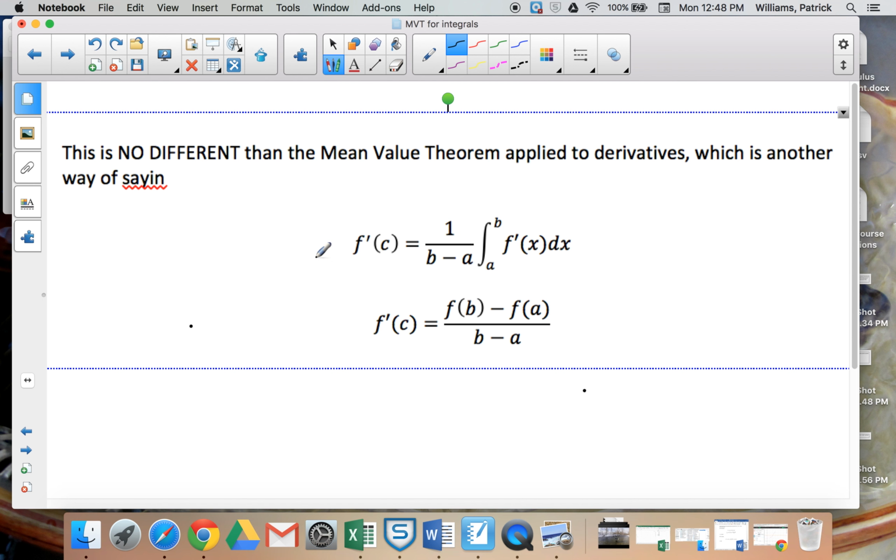So, for example, if we're looking right here at this first one, this is saying there has to be some point c where the instantaneous value of the rate of change is equal to the average value of the rate of change over the interval a to b. Remember that this is the average value equation. The function we have inside the integral is f prime. So if we take that integral and divide it by the interval, we get the average value of f prime.